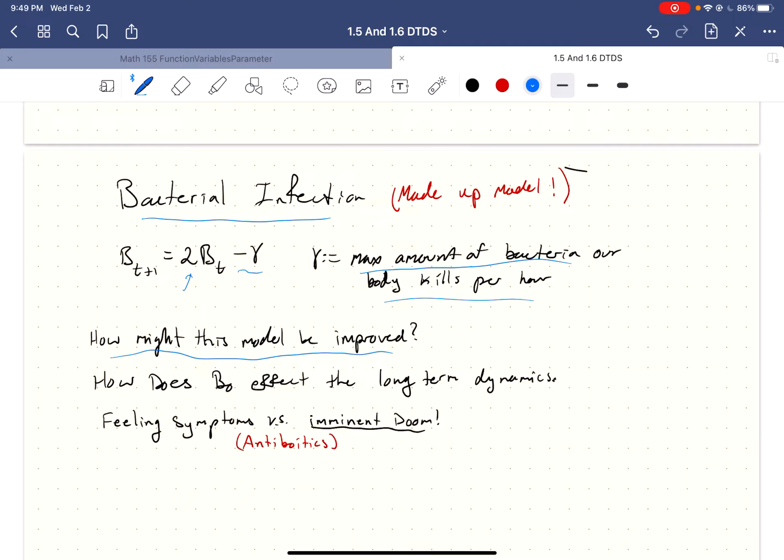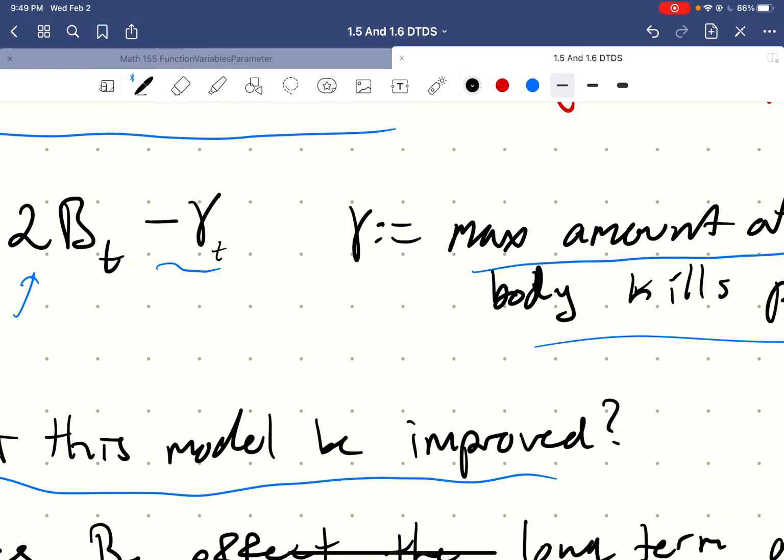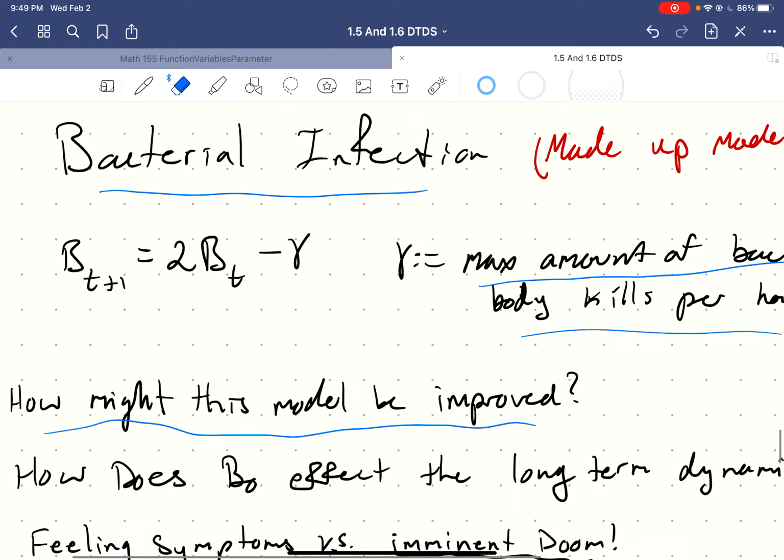Something that we don't really talk about in this course, but there's no reason that gamma shouldn't also depend on time, right? Maybe it takes some time for my body to ramp up an immune response. And then I start to just really get going. So maybe this gamma used to be smaller, then it grows and grows and grows. But since we're only interested in dealing with one variable in this course, gamma is just going to be a constant.